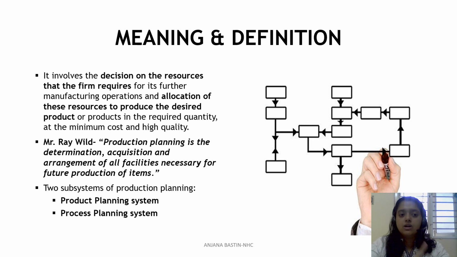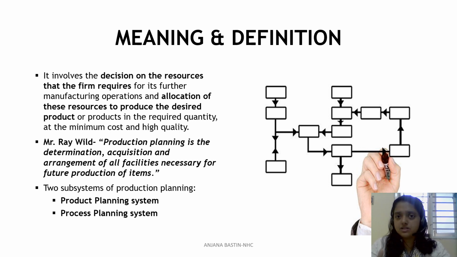Okay, now Mr. Ray Wild has given a definition wherein he says: determination, acquisition and arrangement of all facilities which are necessary for future production of items. So like I mentioned, in addition to your raw materials, you need to fix, allocate and facilitate all sorts of facilities with respect to your men, machines and other resources, so that you can do your production. Is it clear to you? Okay.